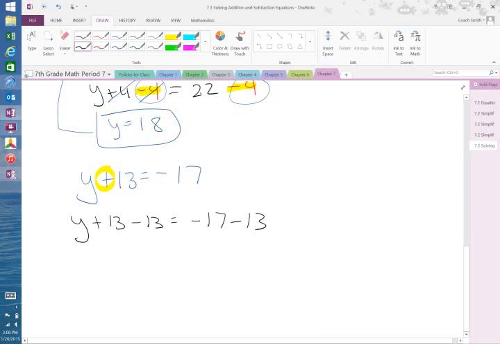Now, here's the problem that most people run into. They don't follow their steps for adding and subtracting negatives. Okay? Right here, these two cancel out. On the left side, they cancel out. On the right side, I have this: negative 17 plus negative 13. The reason I have that is because we must change all subtraction problems to addition problems and do the opposite of the number behind the subtraction sign.